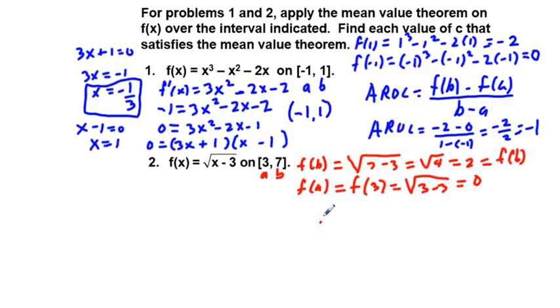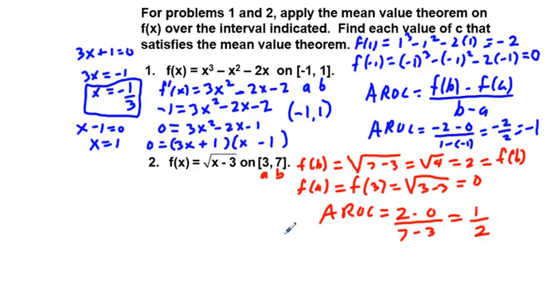So our average rate of change is going to be equal to f of b, which is 2, minus f of a, which is 0, over b minus a, which is going to be 7 minus 3. So we're going to get 2 over 4, which simplifies to 1/2.